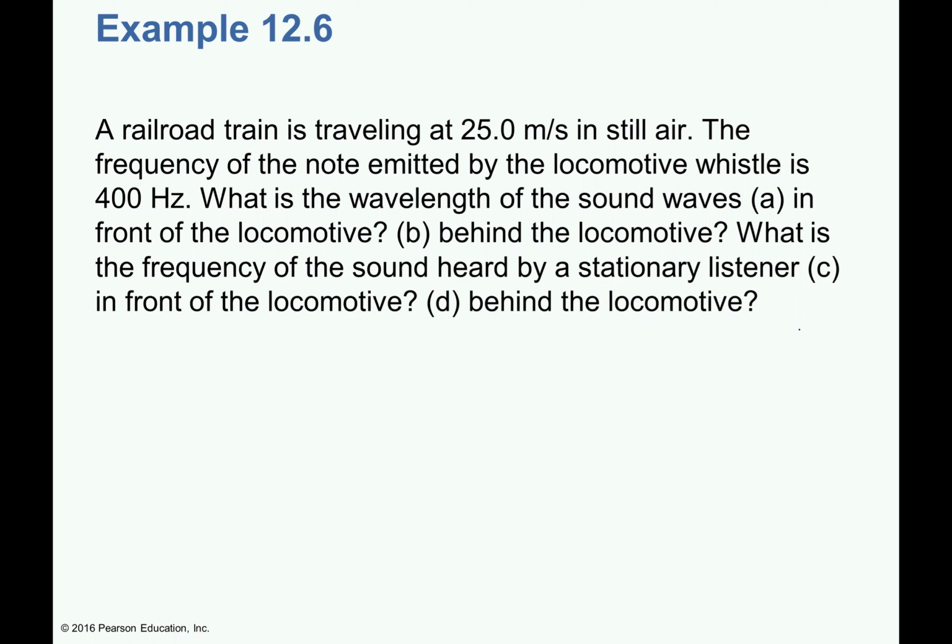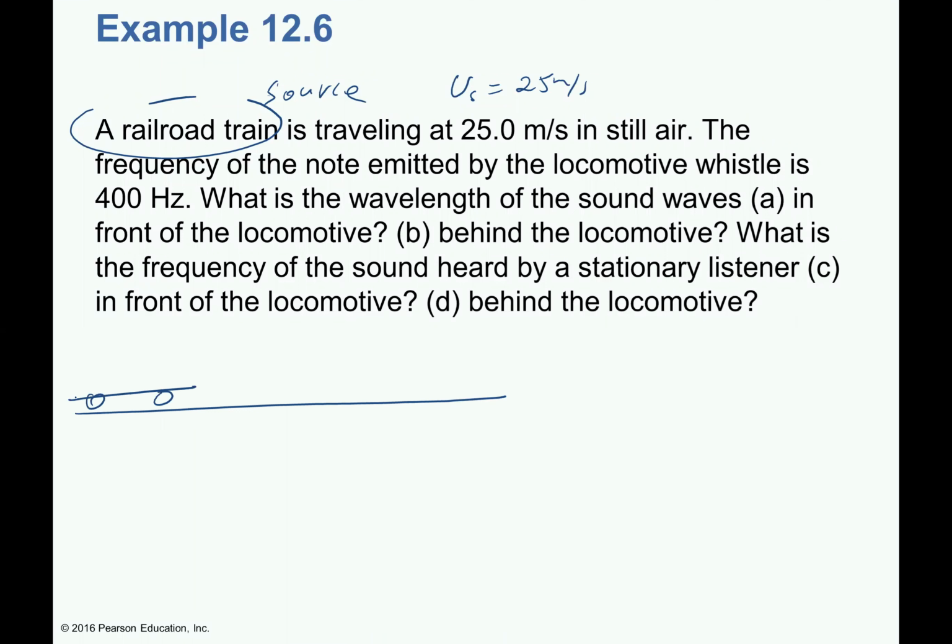So what we have here is this. The railroad train is the source, and it's moving at 25 meters per second. So let's say Vs is 25 meters per second. Now let's say here's a train, like that, and it is moving at 25 meters per second. So Vs.